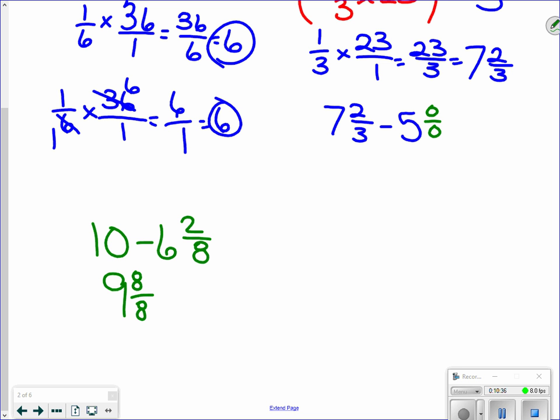It's really weird. 7 minus 5 is 2, and 2/3. And you're done. Because if you have 7 whole pizzas and 2/3 of a pizza, I can take away 5 whole pizzas. Just go here, you're done. And you've got 2 whole pizzas left over and that 2/3 that no one wanted. And you're done.